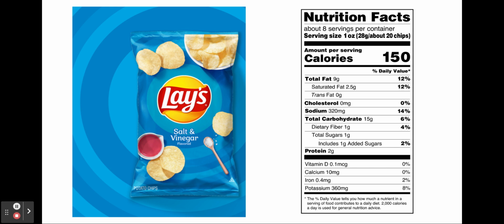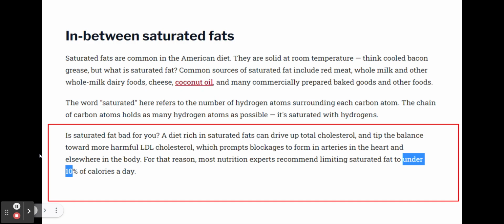Now, is this food healthy or unhealthy? I believe this food is considered unhealthy. According to an article called The Truth About Fats, found at health.harvard.edu, it says, quote, a diet rich in saturated fats can drive up total cholesterol and tip the balance towards more harmful cholesterol, which prompts blockages to form in arteries in the heart and elsewhere in the body. For that reason, most nutrition experts recommend limiting saturated fat to under 10% of calories per day.